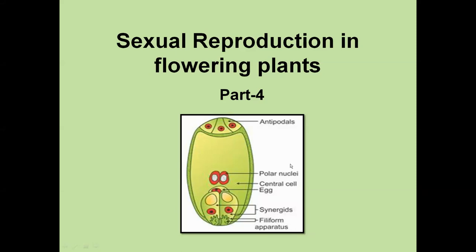Good morning, students. We are going to continue with chapter 2 of NCERT, that is sexual reproduction in flowering plants. Students, we have covered the process of pollination along with its various agents in our previous presentation. Now it's time to study how fertilization is being carried out and ultimately embryo is formed. So let's continue with the presentation.